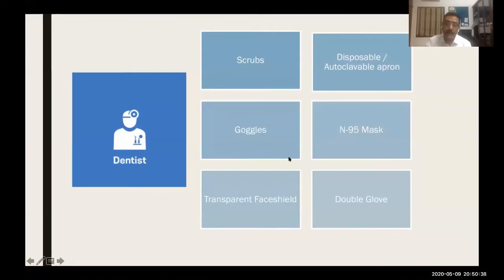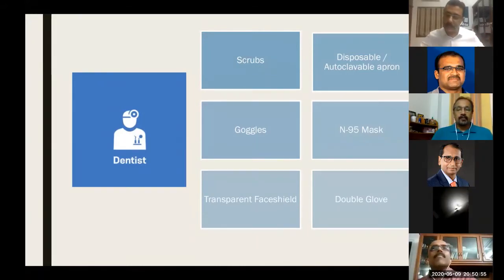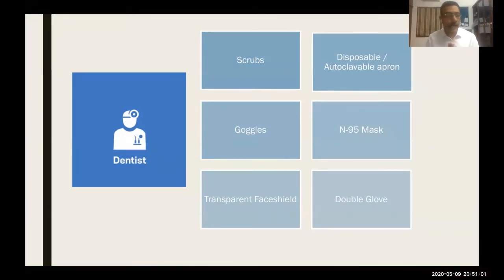On top of this N95 and the goggles, if you are going to see the patient, a transparent face shield which is also covering your neck, and definitely a double glove. So I am talking about something which is really minimalistic. I'm not talking about something which is really extravagant and something which you cannot practice. I myself feel claustrophobic even looking at that complete PPE which is zipped up and then you put it on top of it.